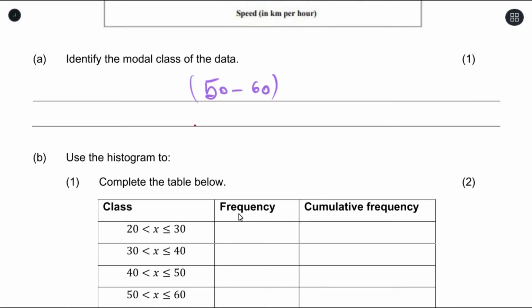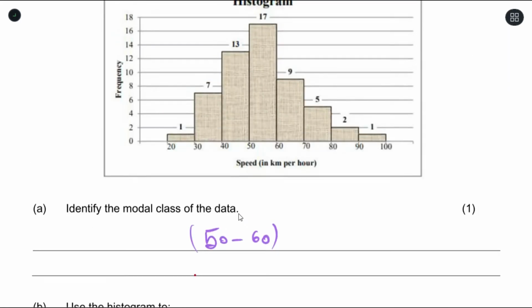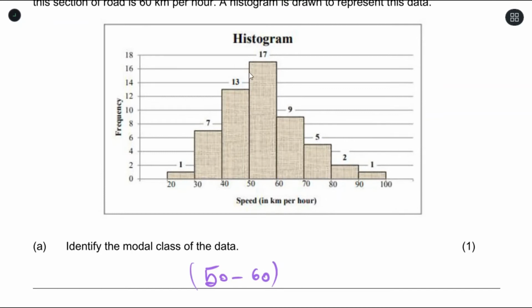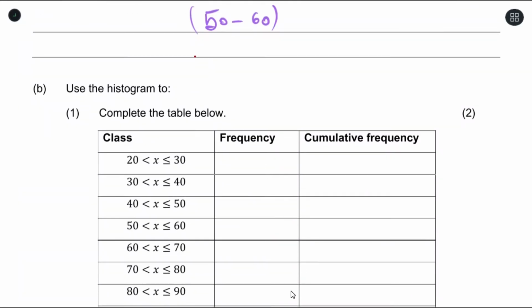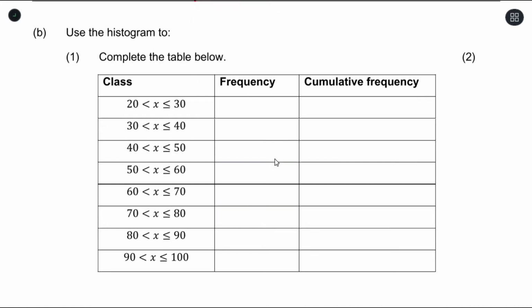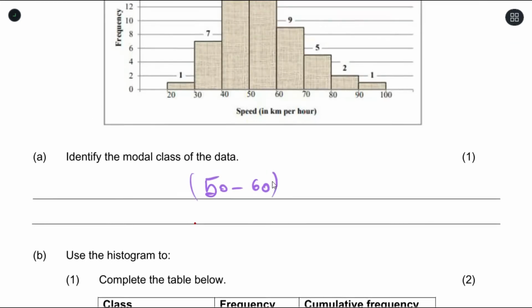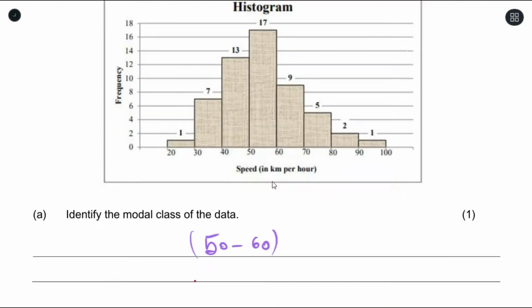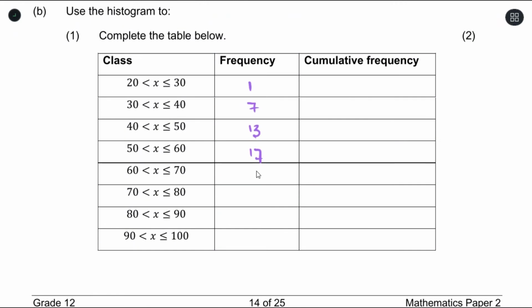Then B says use the histogram to complete the table below. So we need to input the data that we have for our frequency and substitute into our table over here. So 20 to 30 is 1, 30 to 40 is 7, like that. So it's 1, 7, 13, 17. We have 9, 5, 2, 1.